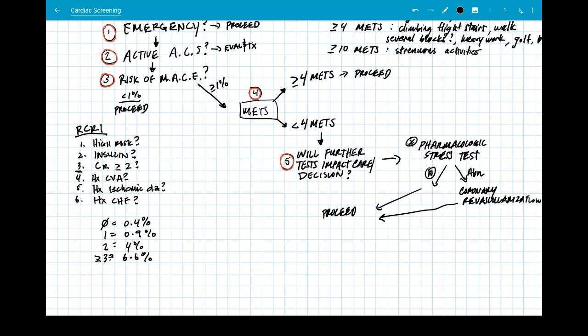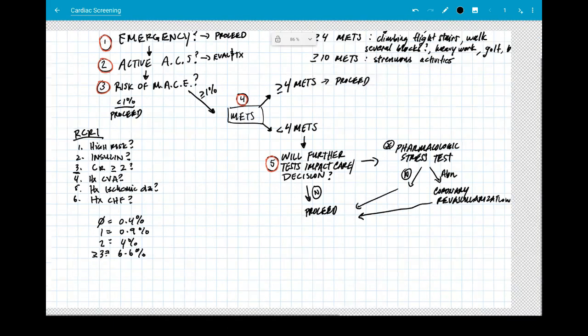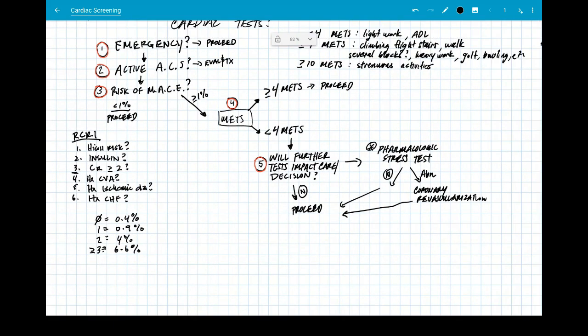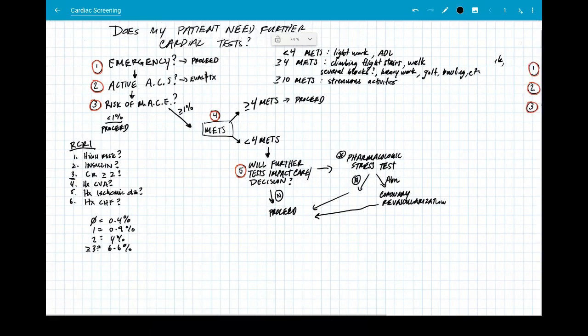If further tests are not going to impact your care or decision making, then you proceed to surgery and manage risks accordingly. I hope this is helpful for whether or not you need to order further cardiac tests for your patients prior to going to surgery.